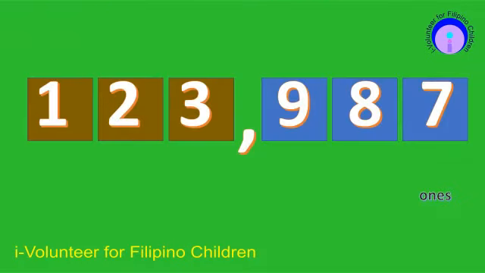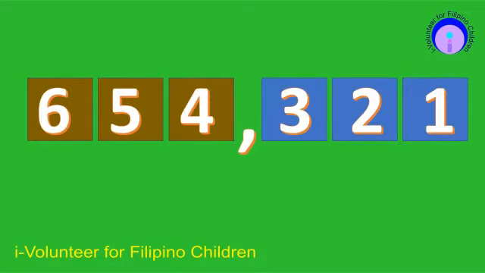Starting from the right, digit 7 is in the ones place. Digit 8 is in the tens place. And digit 9 is in the hundreds place. Digit 3 is in the thousands place. Digit 2 is in the 10,000s place. And digit 1 is in the 100,000s place. Let's have another example.